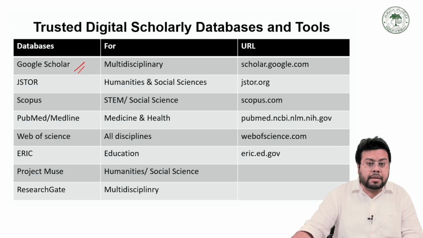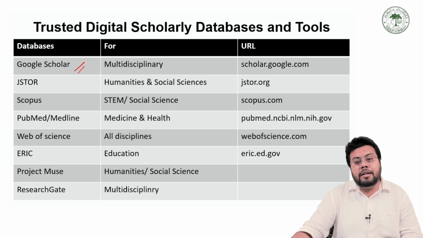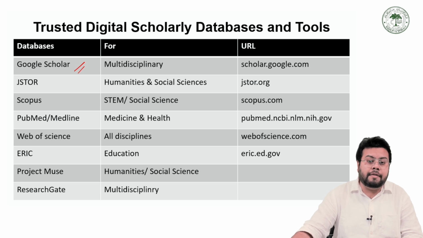Another one is Scopus. Now, Scopus is a large abstract and citation database of peer-reviewed literature maintained by Elsevier. It indexes journal articles, conference papers, books and book chapters, reviews, and other scholarly publications. And of course, it is for STEM and social science, and the URL is scopus.com.